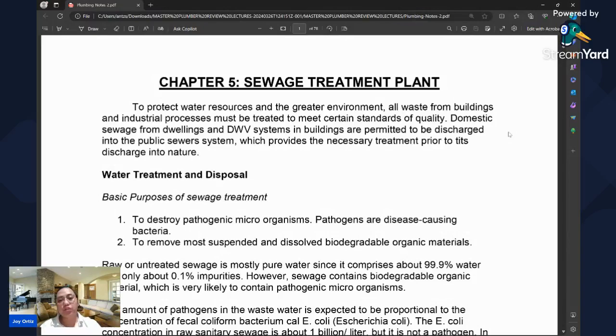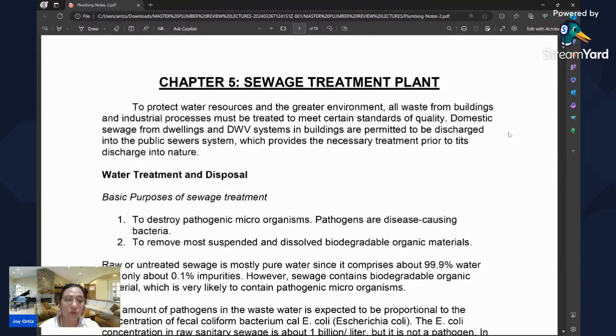To protect water resources and the environment, all waste from buildings and industrial processes must be treated to meet certain standards of quality. So, what we call bypass is prohibited. This means all the waste from the building or the factory goes straight to open water, either the ocean or the river. That is not allowed. Before the water is discharged, it must first have treatment. Because we need to protect the environment. So that's the reason why we have the sewage treatment plant.